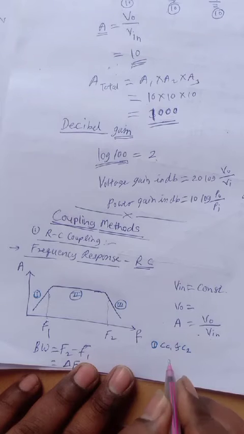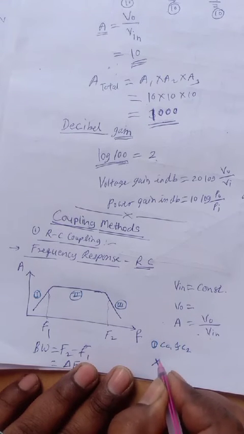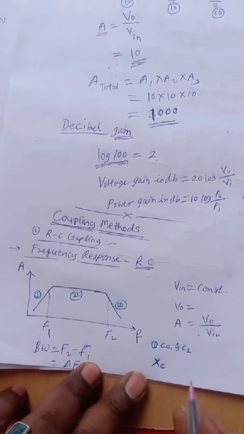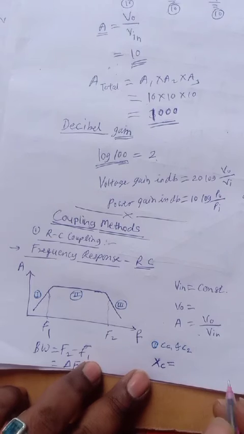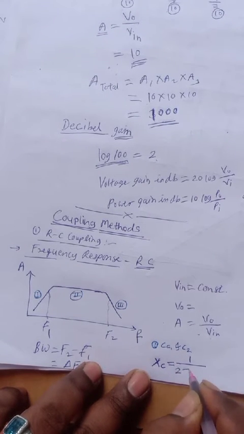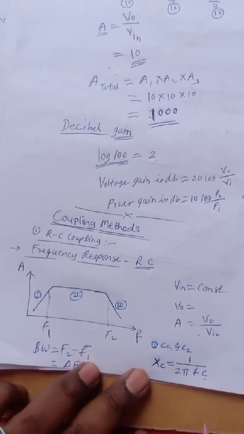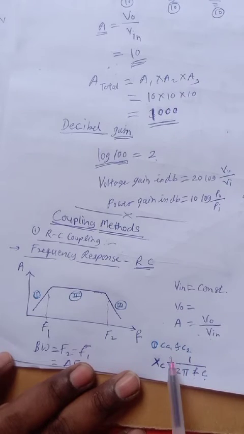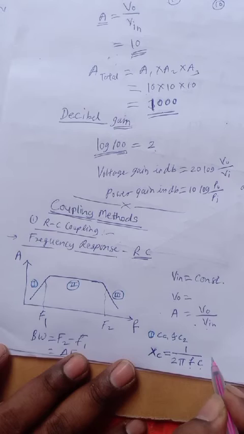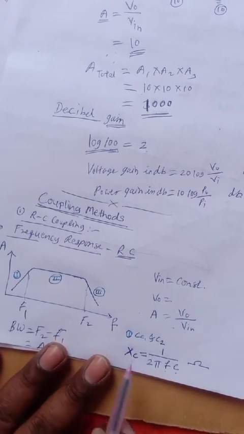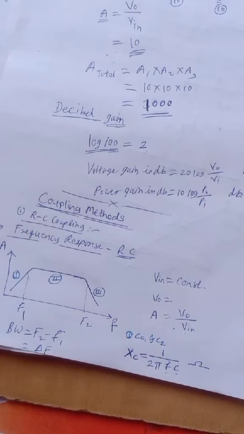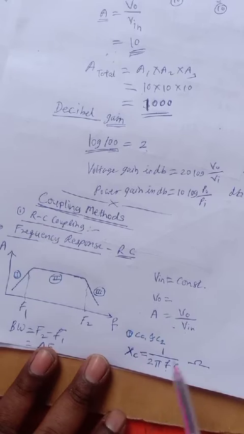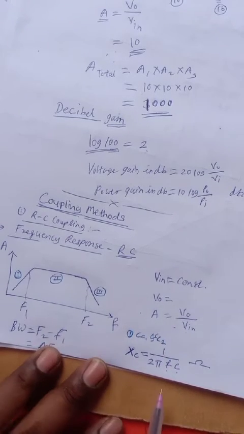The opposition produced by a capacitor to the AC is named capacitive reactance, XC. XC is given by 1 divided by 2 pi F into C, where C is the capacitance and F is the frequency applied. It is measured in ohms, and is nothing but the opposition. For the coupling capacitors CC1 and CC2, XC is high at low frequencies. The first part is because of these coupling capacitors, since capacitive reactance XC equals 1 upon 2 pi F C, where C is the value of CC1 and CC2, and F is the frequency.